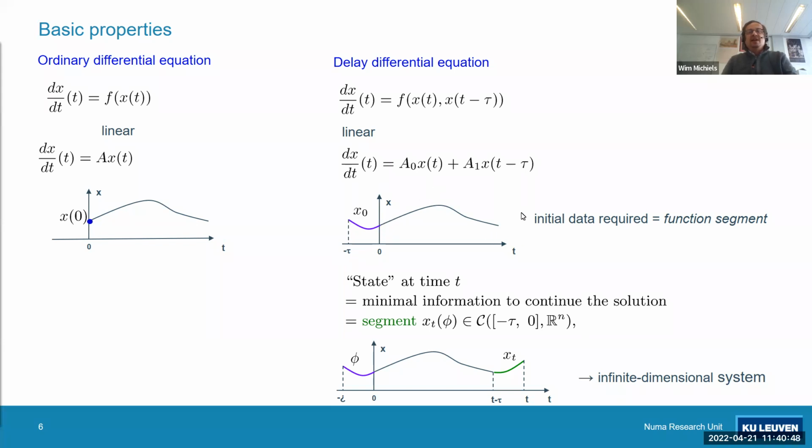Now you arrive at some moment at time t. Again, if you want to define the future, the minimal information you need is a function x_t, a function segment from time t minus tau till t. So if you define intuitively the state as the minimal information you need to determine the future, then you see already that we have an infinite dimensional system, because this is like a continuous function.